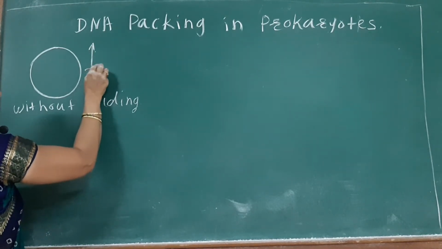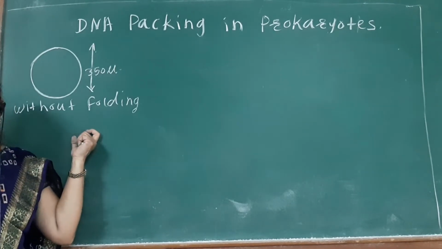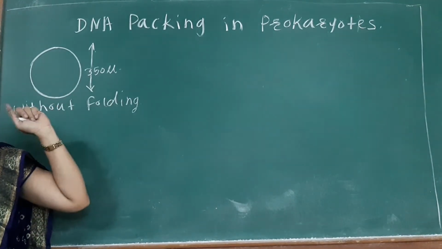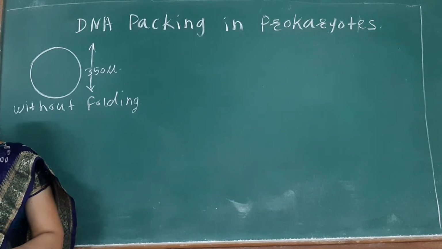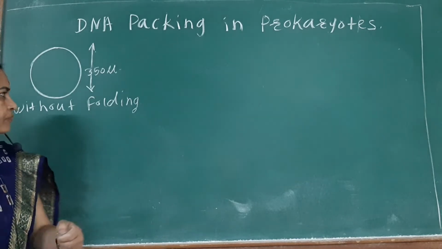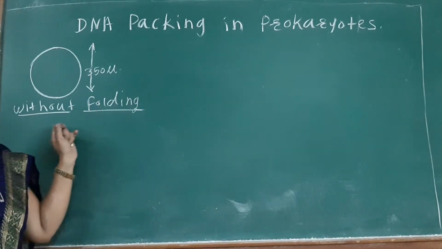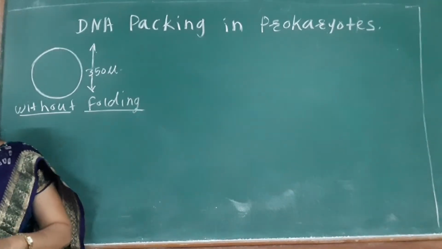350 micron. म्हणजे सर्क्युलर डी एन ए हा फोल्ड होण्या अगोदर त्याचं जर डायमीटर पाहिली तर ते किती आहे, it is 350 micron. So this is the unfolded DNA, that is without folding. Okay, it is the unfolded DNA. आता हे फोल्डिंग कसं होतं किंवा तो पॅक कसा होतो बघूयात आपण.